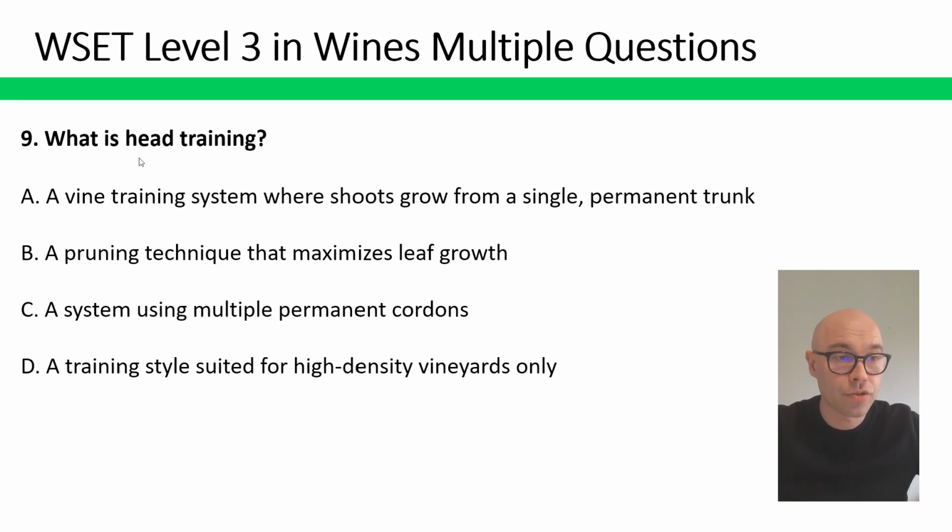What is head training? A vine training system where shoots grow from a single permanent trunk, a pruning technique that maximizes leaf growth, a system using multiple permanent cordons, a training style suited for high density vineyards only. The correct answer is A, a vine training system where shoots grow from a single permanent trunk.